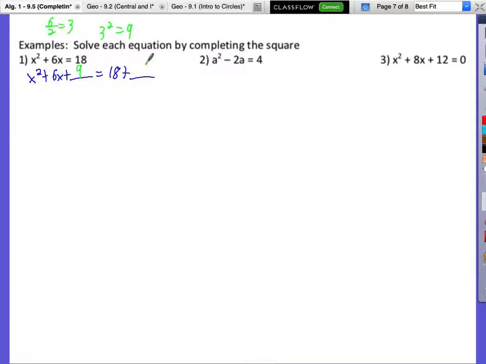3 squared. Which is the same thing. We add the same thing to both sides. Same thing to both sides. On the last one you had 20. Not on the second blank. It was 4 on both blanks.